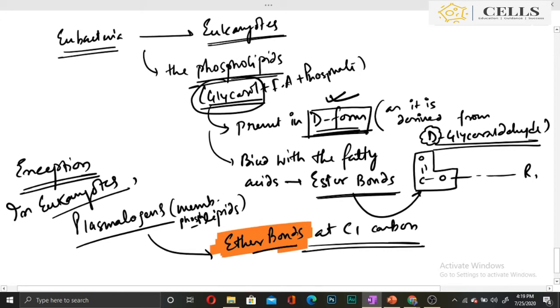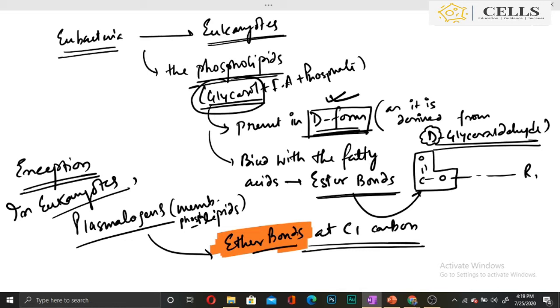Can you repeat the D form? D form, you know that there are D form and L form in sugars. Glyceraldehyde is a sugar, a three carbon sugar, right? It is a triose. So from that triose D sugar, your D glycerol has been derived, D form. It is a part of stereochemistry. So it has been derived from the D sugar, D-glyceraldehyde. Those glycerol which are derived from D-glyceraldehyde are called D glycerol. So D form of glycerol is present in eubacteria to eukaryotes. No L form is present.